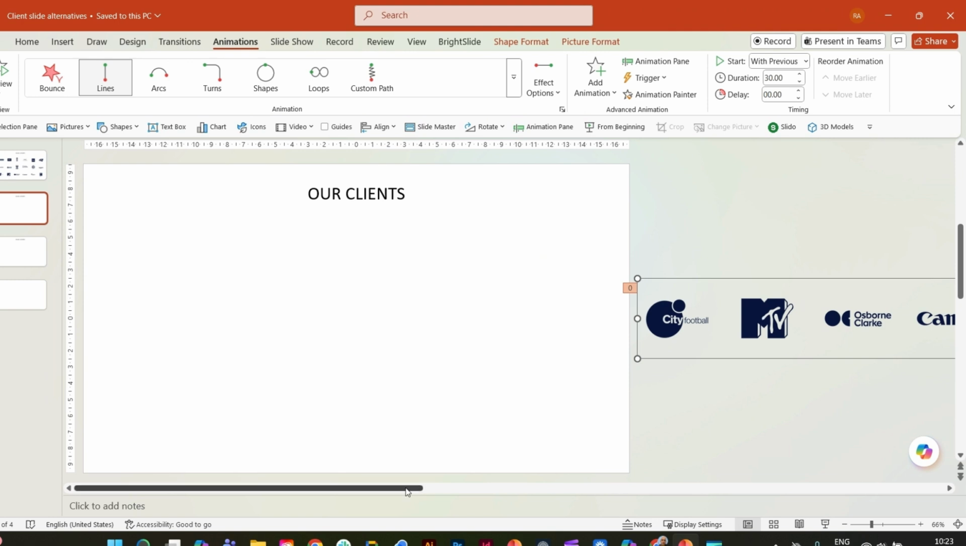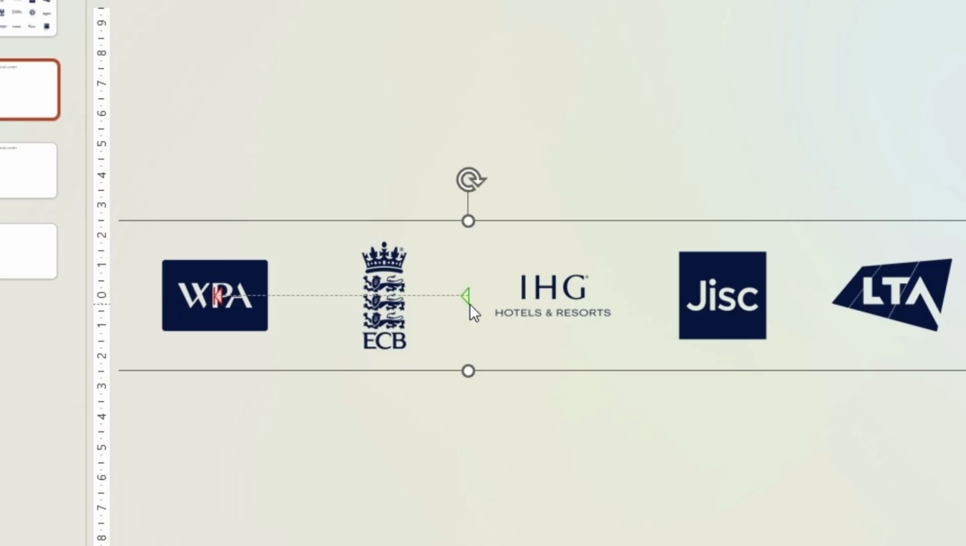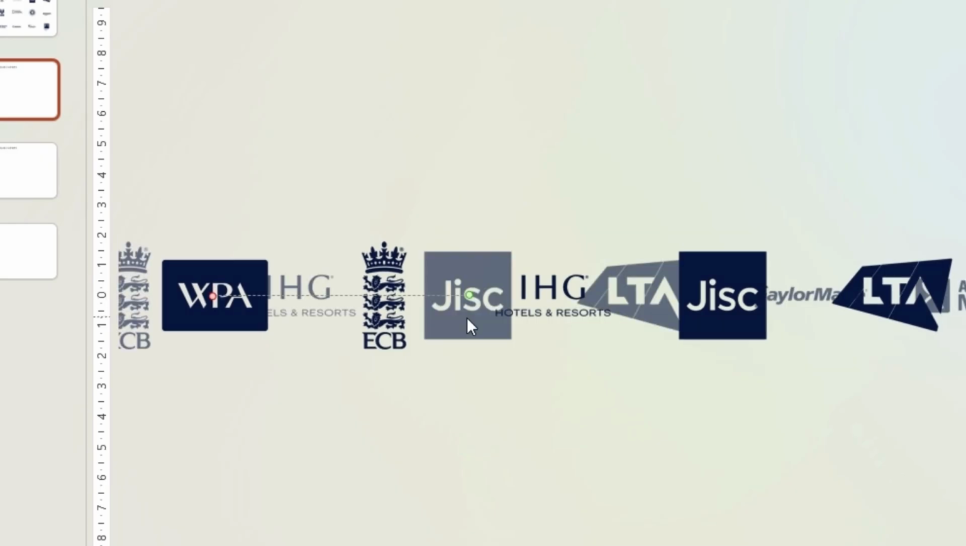And it's hidden off the slide here, but if I just move over to the right, you'll see a little green arrow here, which is indicating the start position, and a little red arrow, which is now turned into a red dot because I've clicked on it. That's indicating the end position.